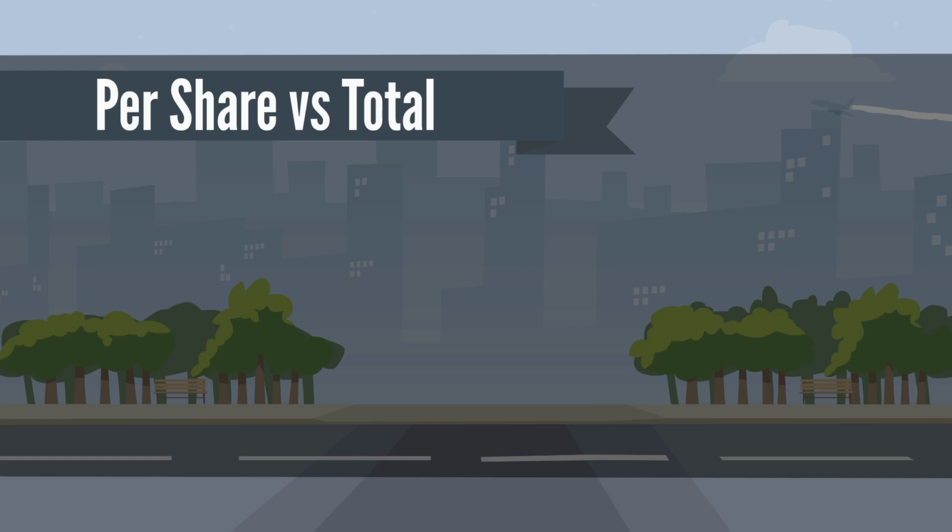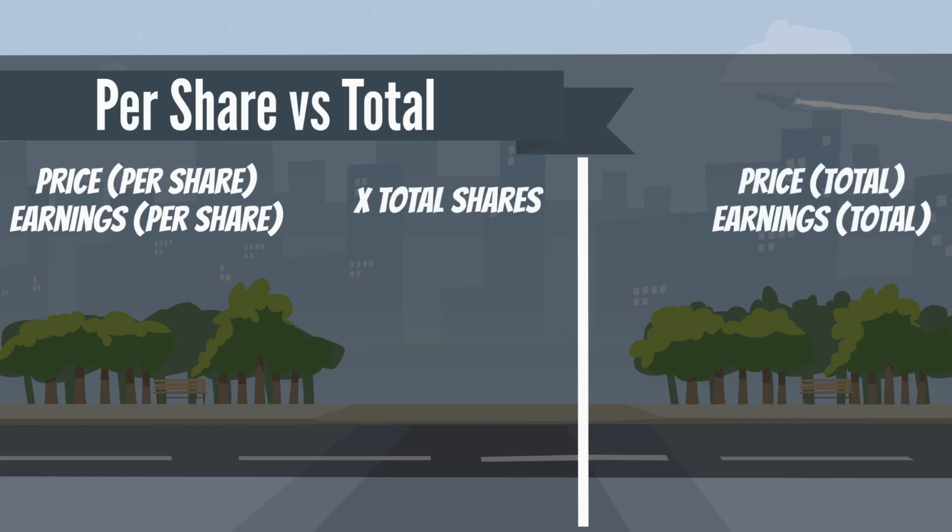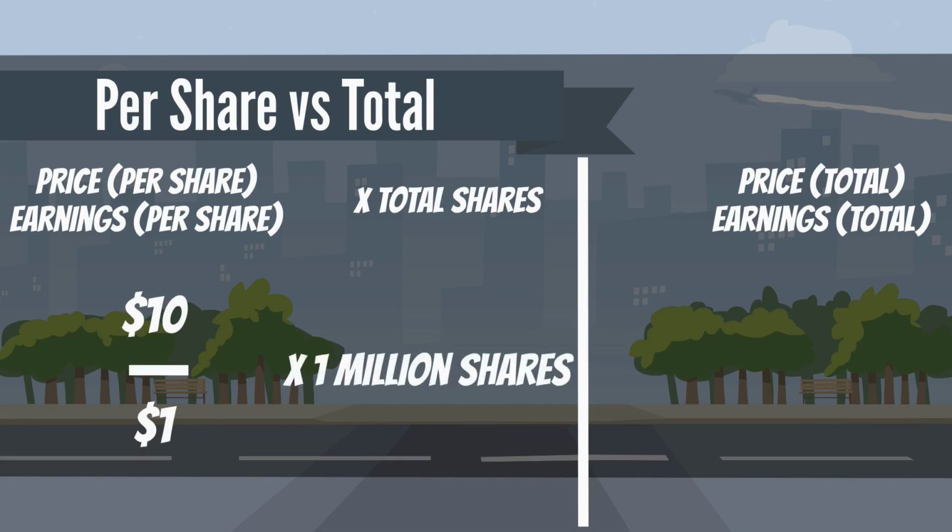What's the difference? The only difference is the shares. So the price per share divided by the earnings per share is the same as the price of the company divided by the earnings of the company. If you want to look at it on a per share basis, let's say the company earns $1 per share, has 1 million shares outstanding, and its shares sell for $10 on the market. This would tell us that the PE ratio is 10.